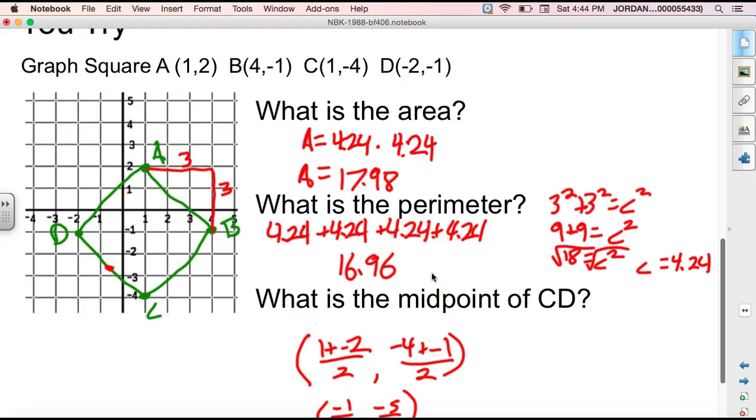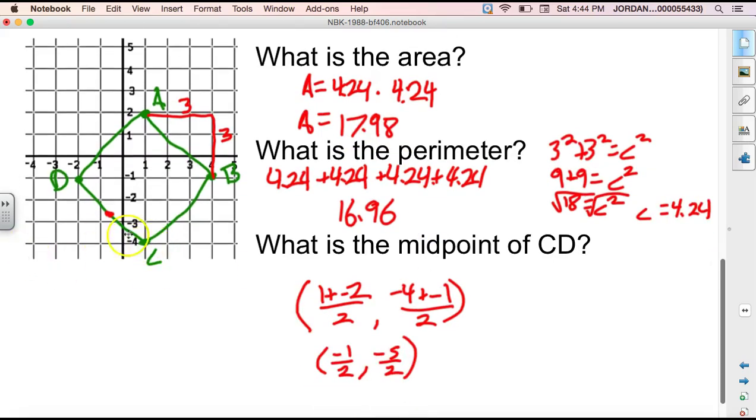All right, then to find the midpoint of CD. So we're using the coordinates of C and D to find the midpoint. So we add the x's. The x coordinate for C is 1. The x coordinate for D is negative 2. 1 plus negative 2 divided by 2 is negative 1/2. And then we add the y coordinates. For C it's negative 4, and for D it's negative 1. So negative 4 plus negative 1 is negative 5, or sorry, divided by 2 is negative 5 over 2.